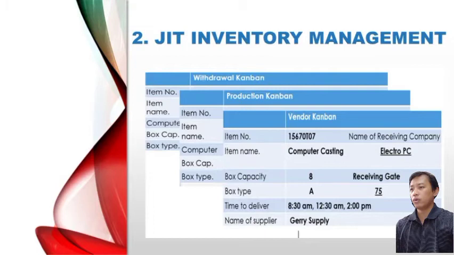As you can see in the card, we can see the item number, item name, box capacity, box type, time to deliver, and name of the supplier. And also the name of the receiving company and receiving gate. So this represents the card system of monitoring work in process using the Kanban system.